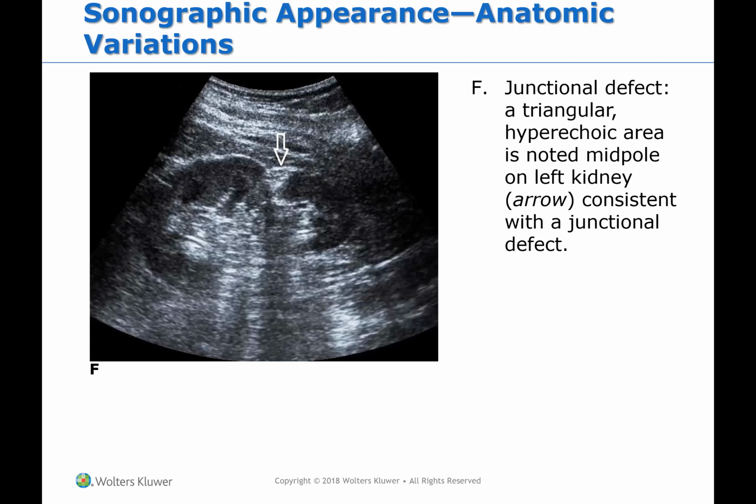Another thing that you might see is a junctional defect, where there's an echogenic area where the cortex should be. And that is just an anatomic variation.